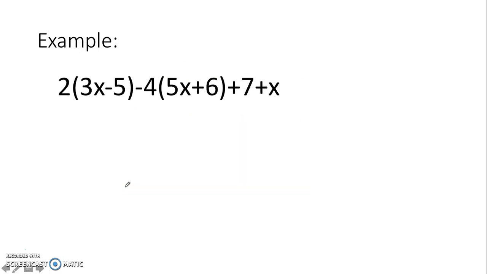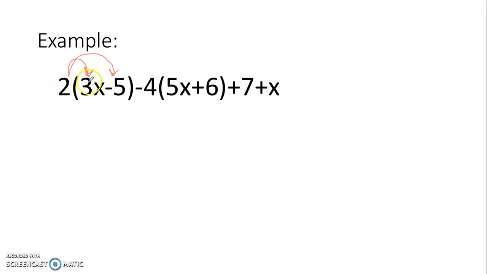Alright, so the last one we're going to look at together is 2 times 3x minus 5 minus 5x plus 6 plus 7 plus x. Alright, so with this one we have two sets of parentheses, and we're going to attack it the exact same way as we would if we only had one. Okay, so first off, look and see if there are any like terms inside the parentheses. And once again, that is not the case. So, get my pen working here. We're going to do the distributive property on both.